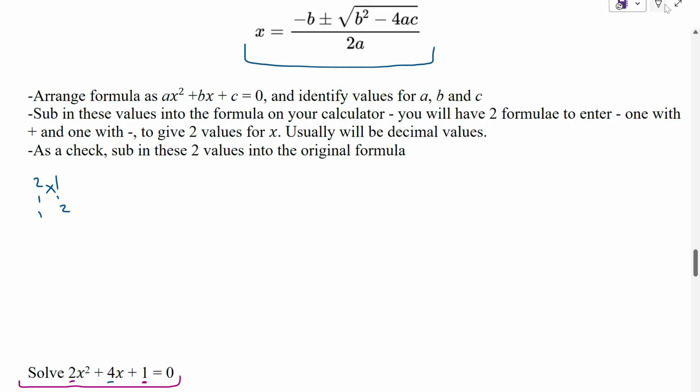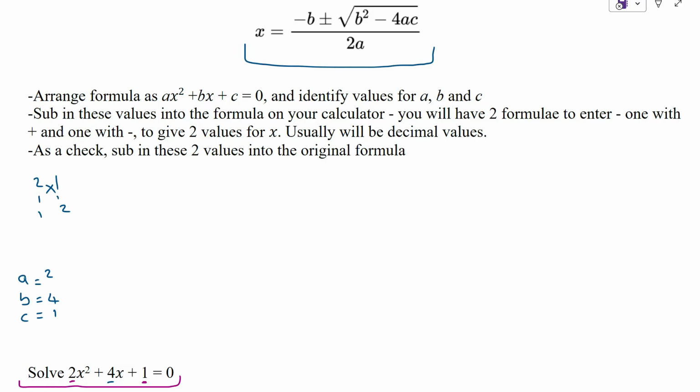So the first step would be to write out the values for a, b, and c. So as we know, a is the number in front of x squared, b is the number in front of x, and c is the integer on its own. And just a pointer here, if this was minus 4x, b would therefore become minus 4. And if this was minus 1, c would therefore become minus 1, not plus 1. That is something that I see a lot of students get confused with, and that will lead to them entering different numbers into this equation and getting a completely different answer. So just something to look out for.